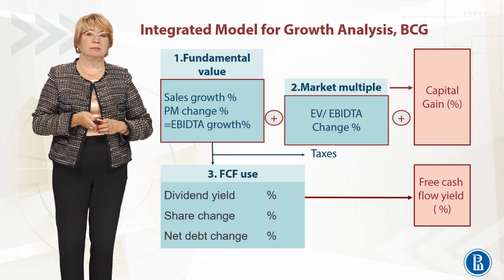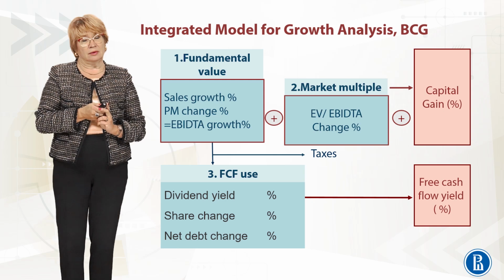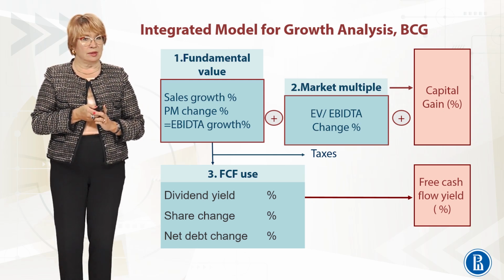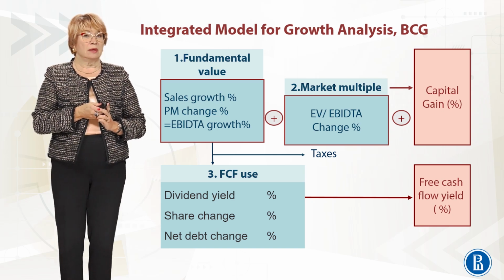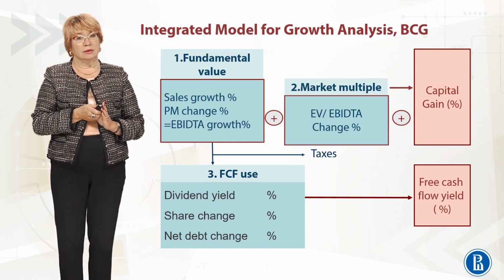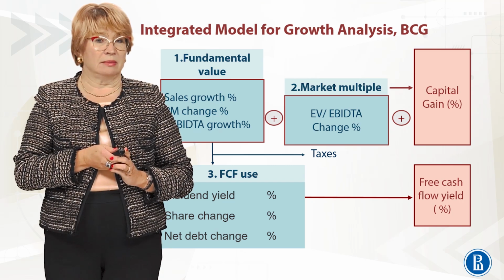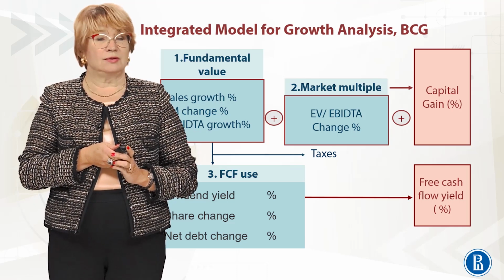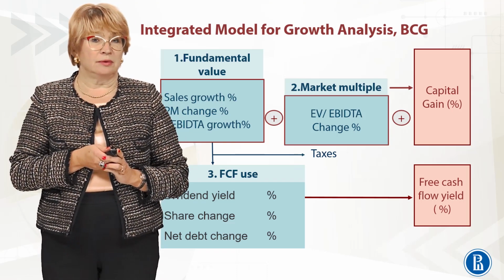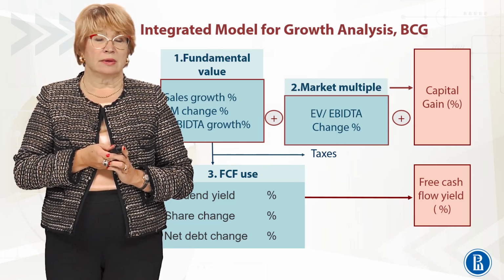But finally, the integrated model for growth analysis is described by BCG consultants as consisting of three different steps. On the first step, two fundamental value creation variables are the focus of the agenda: the sales growth, how it changes in percentage terms, and the change in profitability margin, which is the EBITDA margin. If you combine the change in sales growth with the change in profit margin, you will get an understanding of the change in EBITDA growth rates.